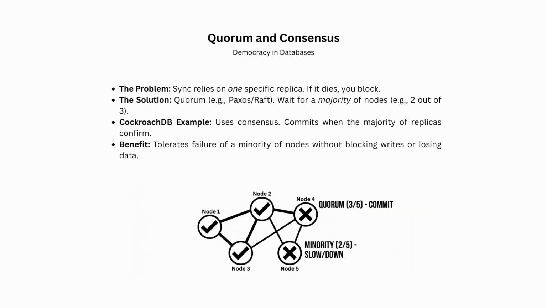Modern distributed databases like CockroachDB use consensus algorithms. Instead of saying, wait for replica 2, they say, I have 5 replicas, wait until any 3 of them agree. This is quorum. It solves the availability problem of synchronous replication. If one node is slow or down, the system ignores it and proceeds as soon as the majority responds. You get zero data loss and high availability, though you pay a latency cost compared to pure async.